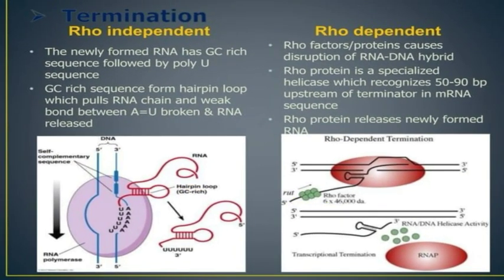Then the termination of transcription. Once a gene is transcribed, depending on that gene, there are two kinds of termination signals. One is protein based and the other is RNA based. The protein based termination is called Rho dependent termination, and the other is called Rho independent termination. First, Rho dependent termination.